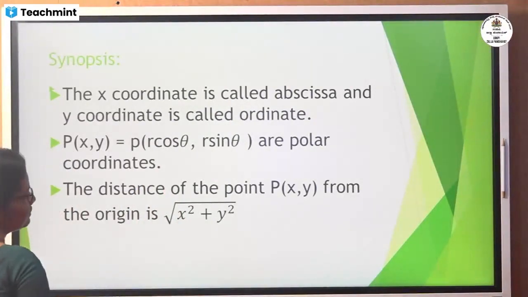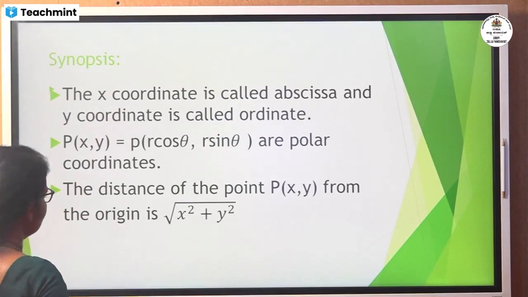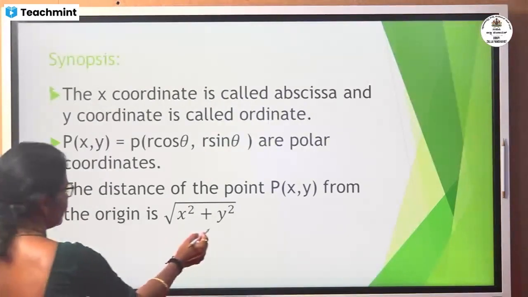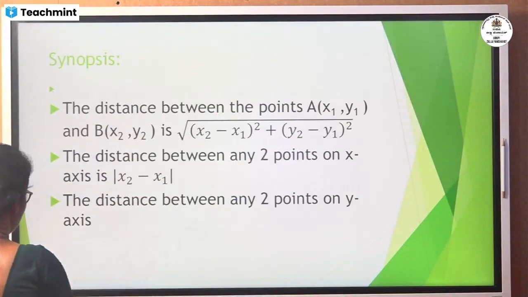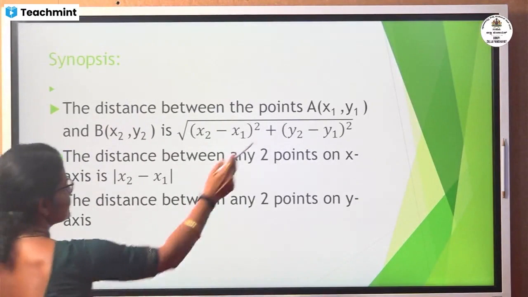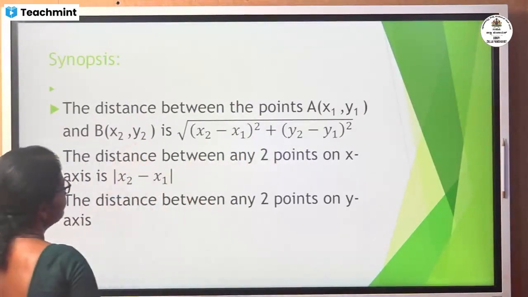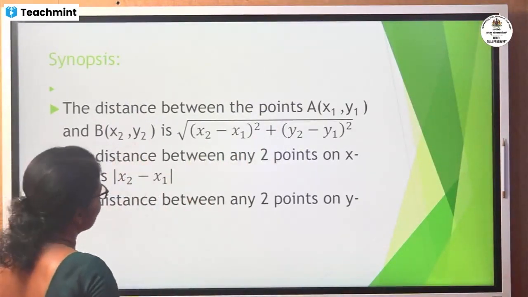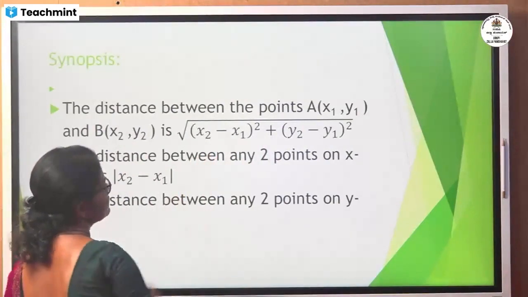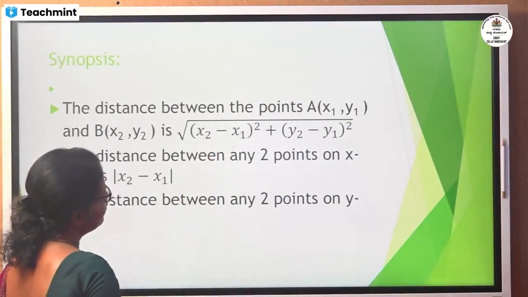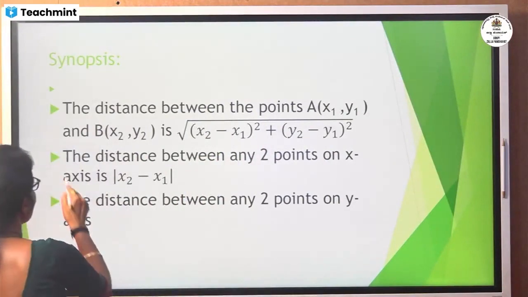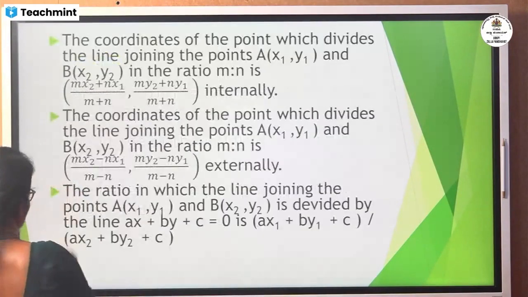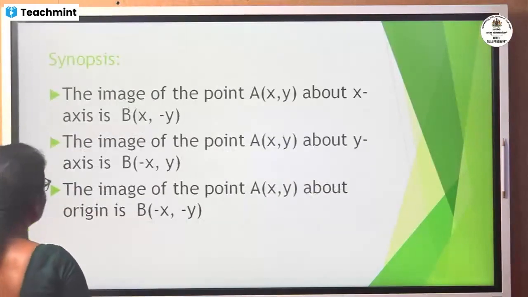The distance of the point P of x comma y from the origin is root of x square plus y square. The distance between any 2 points x1 y1 and x2 y2 is under root of x2 minus x1 the whole square plus y2 minus y1 the whole square. This point is not there in the textbook actually. You can note it down.